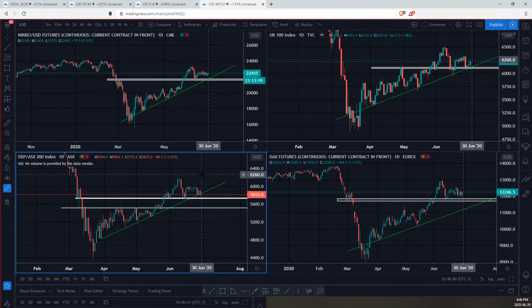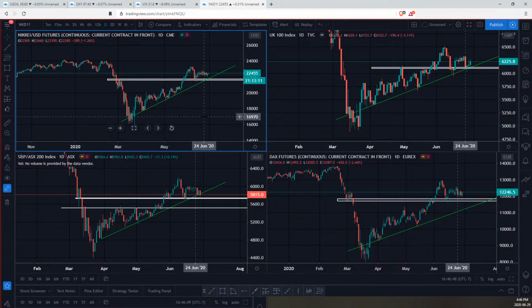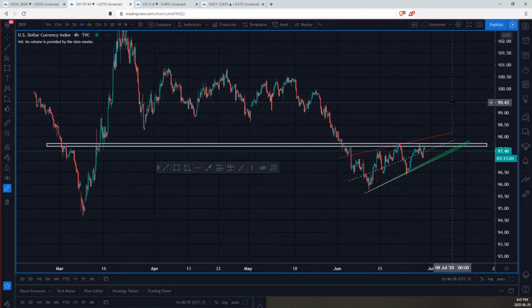The S&P did break, but a lot of these other indexes are still failing to try to break higher. So that's going to be the world index. Nothing really crazy yet. We are just squeezing, forming a lower high, and holding that support zone on basically all these indexes.